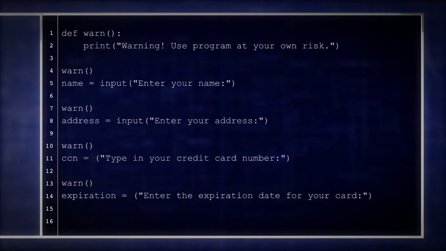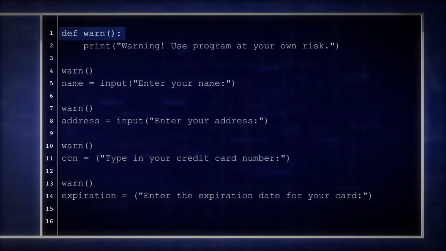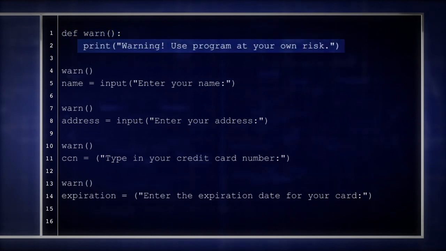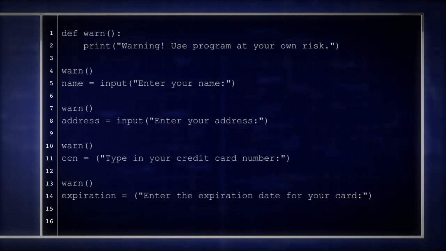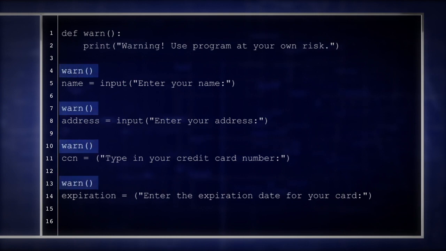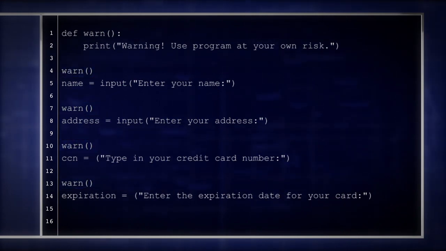It's straightforward to convert the warning message to a function. We simply define a function, warn, that prints the warning message. Then we can replace every occurrence of the print statement with a call to warn. Notice that this code looks a whole lot cleaner. It also makes it easier to make changes that need to happen everywhere. Let's say that you wanted to change the warning message.